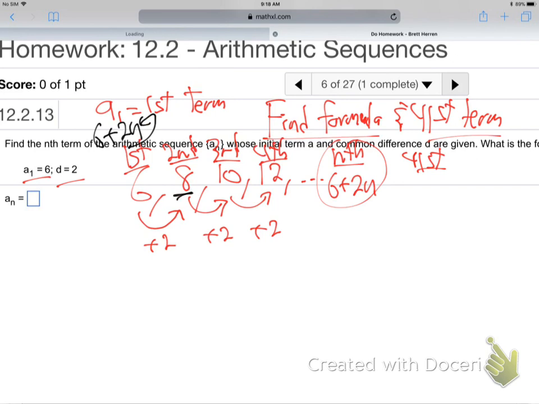See the deal? And if you did the next one, 6 plus 2n, and you put in 2, 6 plus 4 is 10. So we're behind by 1 term. It's working, it's close, it's just back by 1 term, isn't it? 2n plus 4? Or 4 plus 2n? 6 plus 2n minus 1?